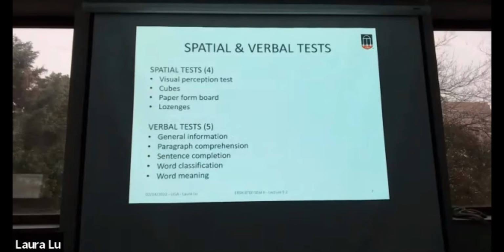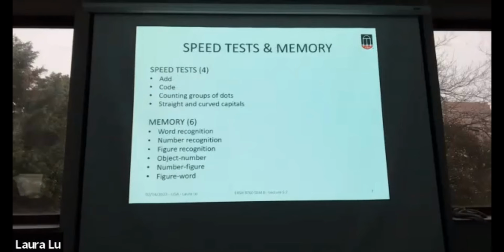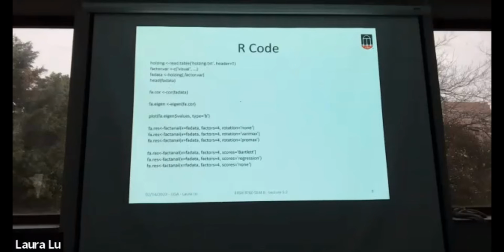So this is the introduction of the theoretical framework, the background of the cognitive ability. We have four tests which measure the spatial ability, and we have 5 tests which are influenced by the verbal ability, and we have 4 tests which measure the speed ability. We have 6 tests which measure the memory ability. Okay. And that's the R code. So everyone should download the R code from our website, from last week's folder.